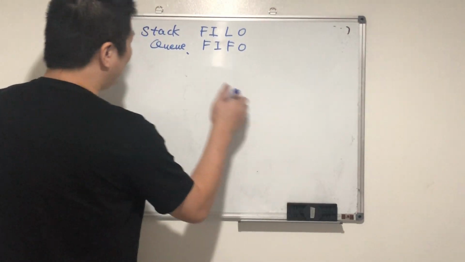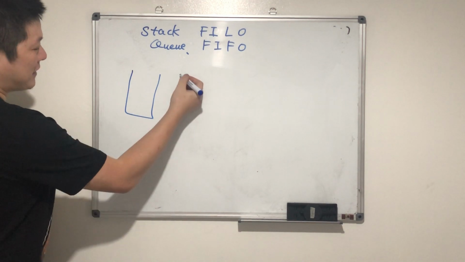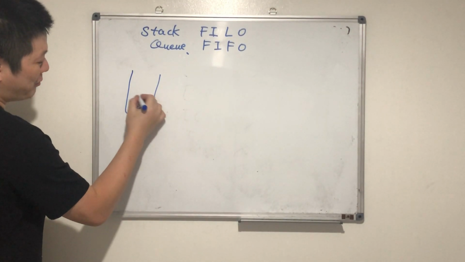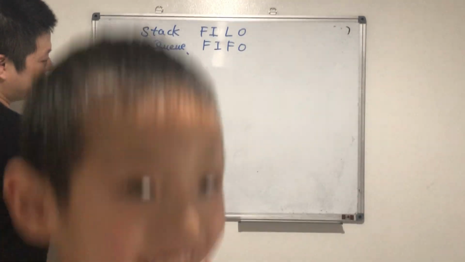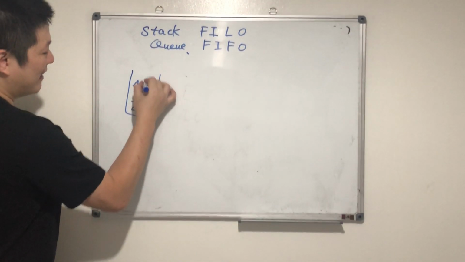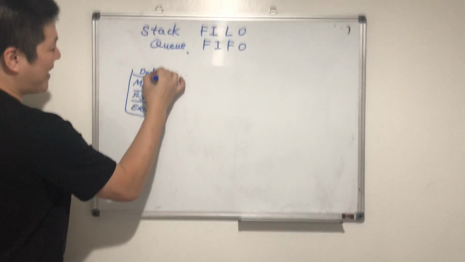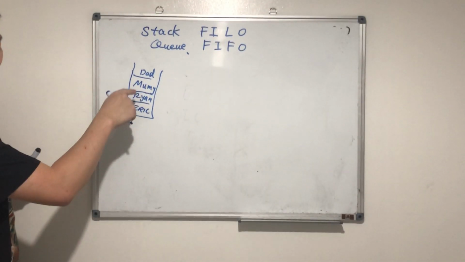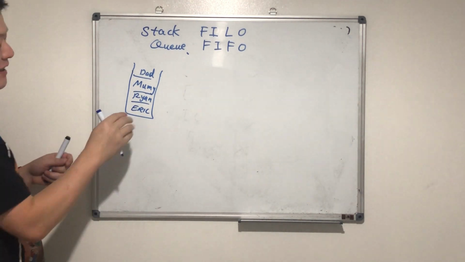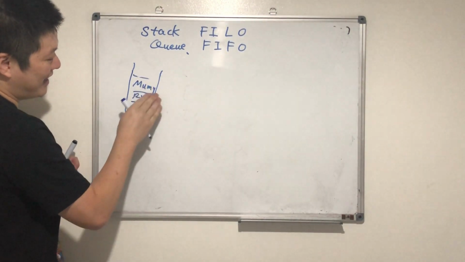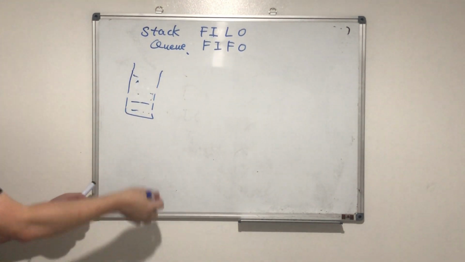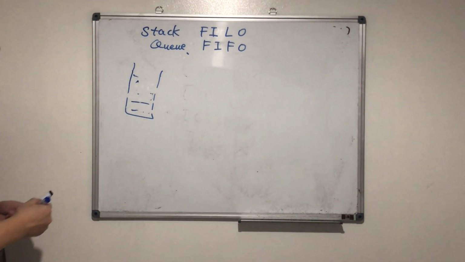So the stack, visually: if we put Eric in, then we put Ryan in, then the mommy, then daddy, and then grandpa. When we pop an element from the stack, daddy goes out first, and then mommy, and then Ryan and Eric. You see, Eric goes in first but comes out last. So that's first in, last out.